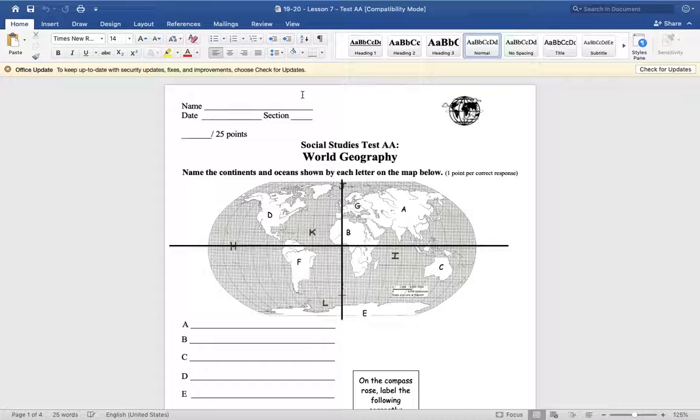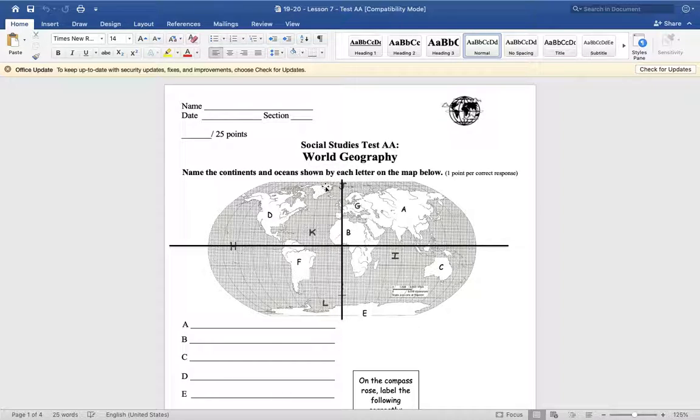Make sure you have your first and last name, today's date, which can always be found under the schedule, and of course your section. That is not your homeroom, unless of course your section and your homeroom are the same. For some of you, your section is different. So make sure you know what your section is so that you write it here.